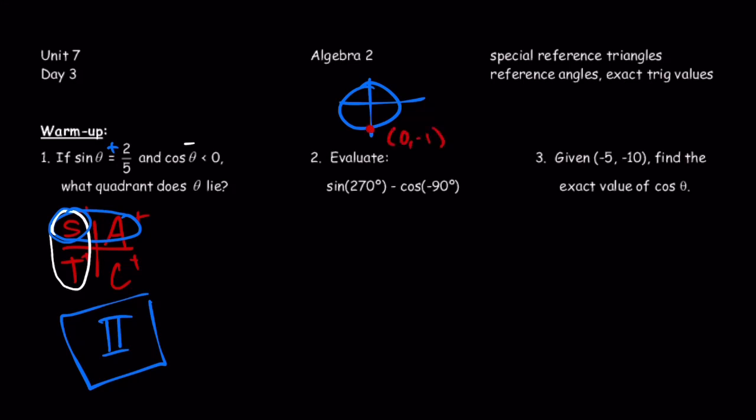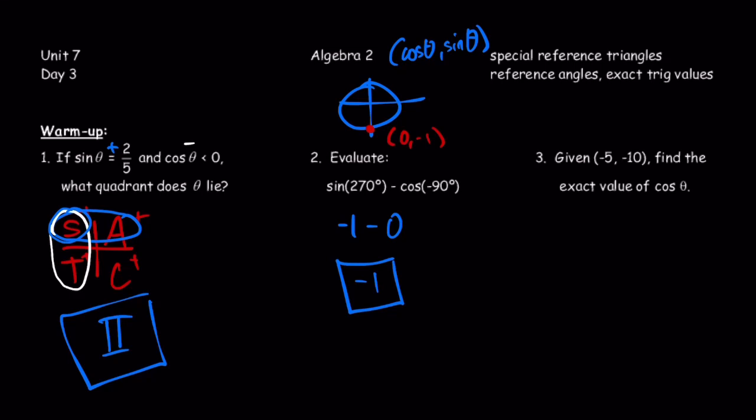That has the coordinate 0, -1. The other thing we have to remember is that every single coordinate can be written as cosine theta, sine theta. So sine of 270 would be the second coordinate, which is the -1. So that gives me a -1 minus cosine of negative 90. Now cosine of negative 90 is also 270. Cosine is going to be the first one, so that's a 0. And that just gives me a -1.